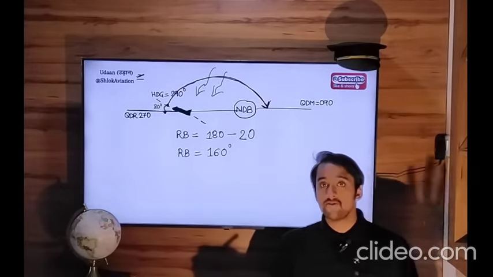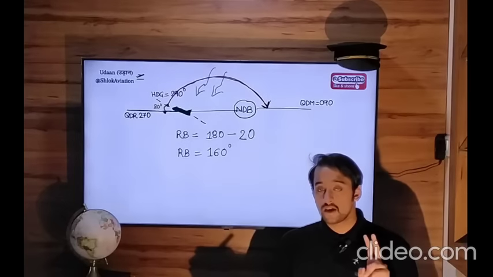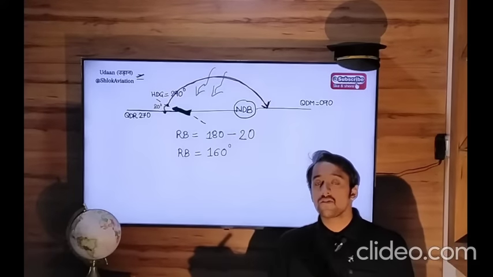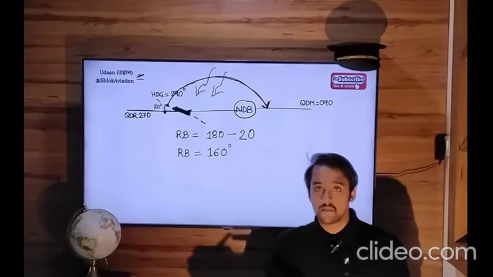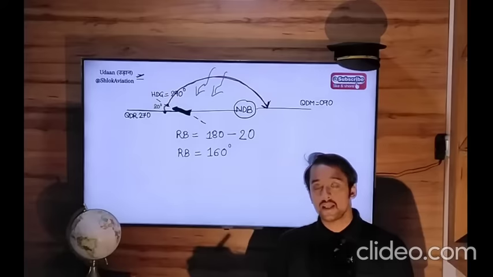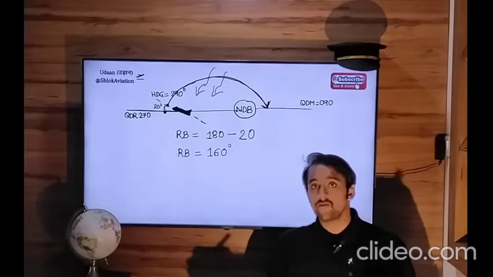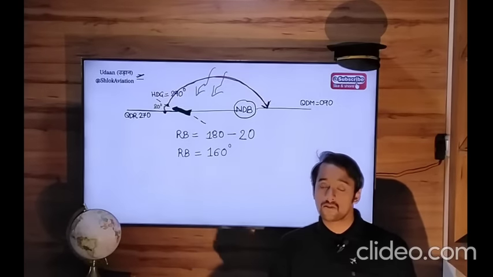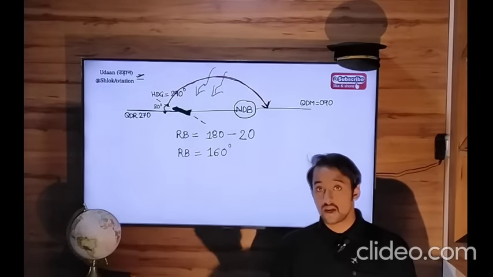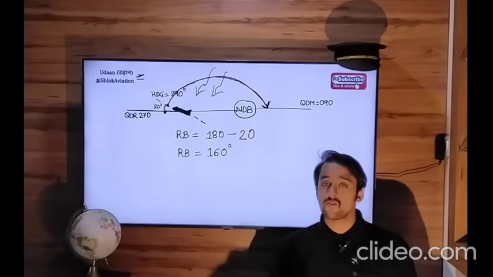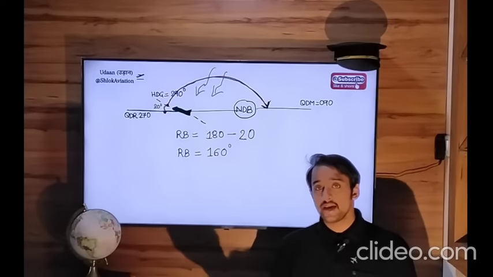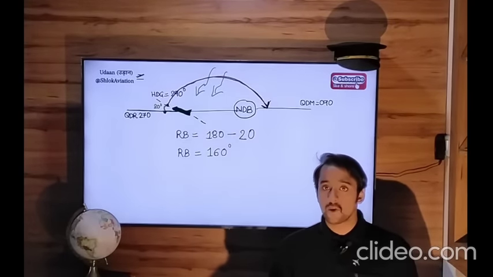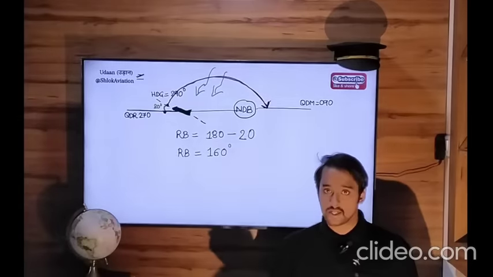So we have seen 4 examples, 2 of which involve an airplane flying towards the NDB station and the other 2 an airplane flying away from the NDB station, and all these 4 examples were related to crosswinds. And another 2 examples, one in which the aeroplane is going towards the NDB and another in which the aeroplane is flying away from the NDB, in nil wind conditions.